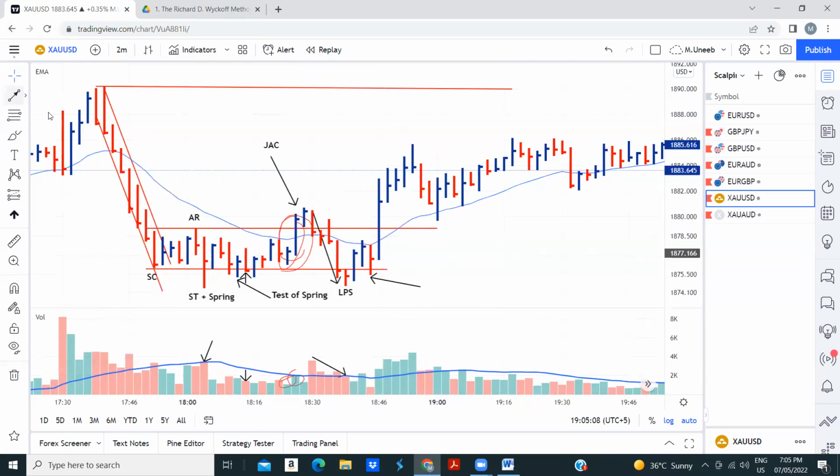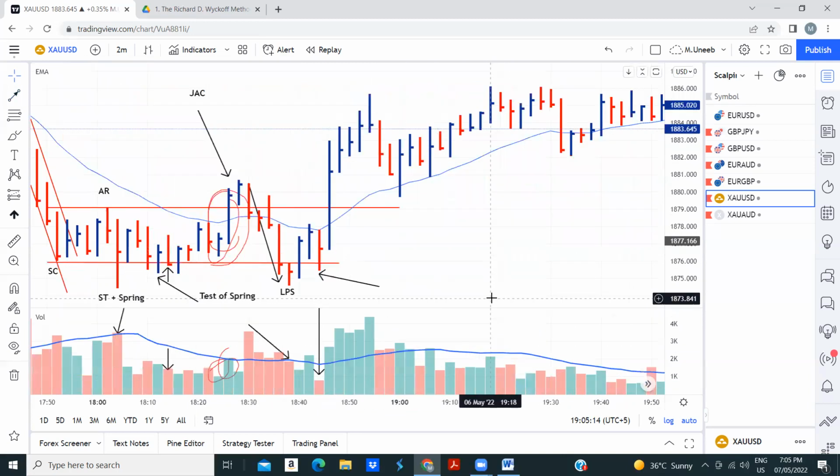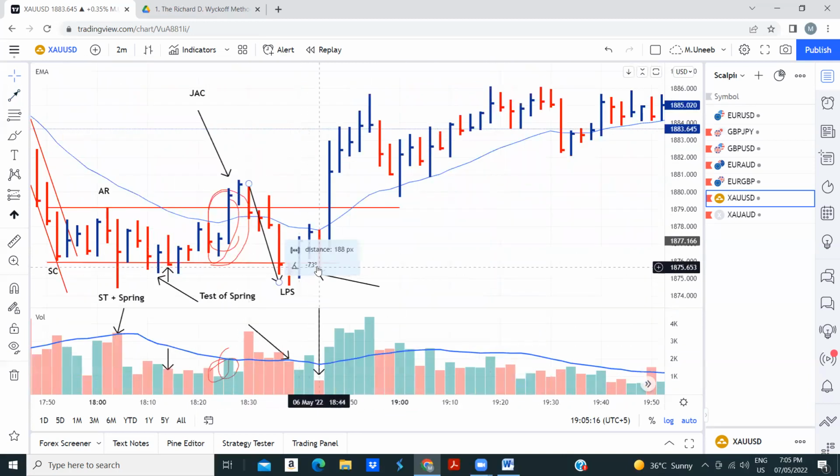You see here, and see the volume. Can you see? This is what? This is no supply. So I will take my trade here as well. So I have 3 positions. Got it? 3 multiple positions.